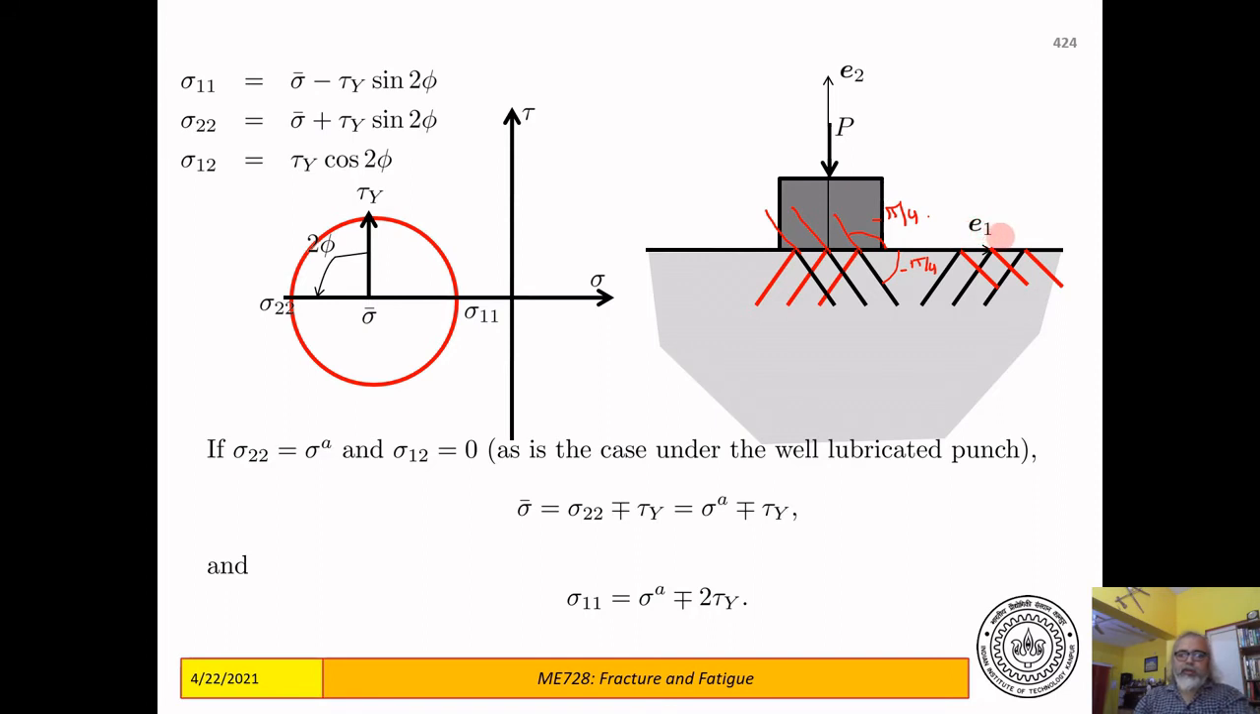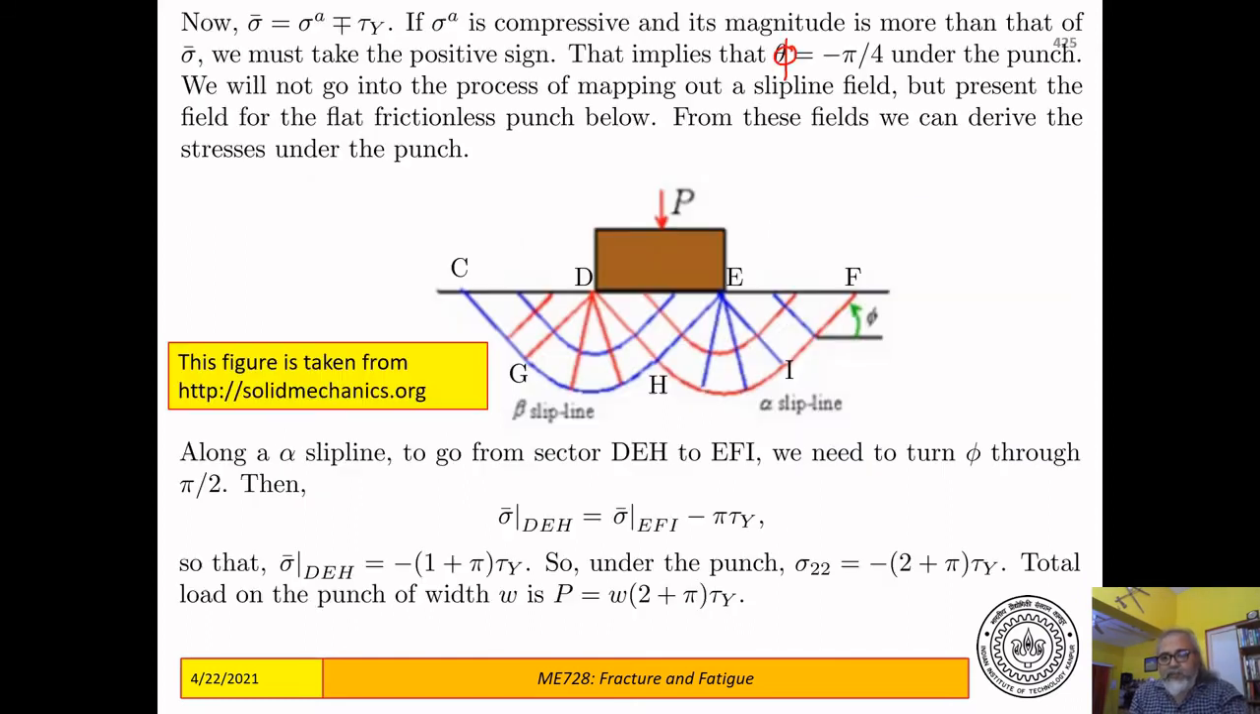In regions where we have either a stress-free condition or we have sigma 2 known, as is the case here, we can locally find the directions of the alpha and beta lines. We will not go beyond that in constructing the slip line field, and I'll directly give you the slip line field for this problem, which others have drawn.